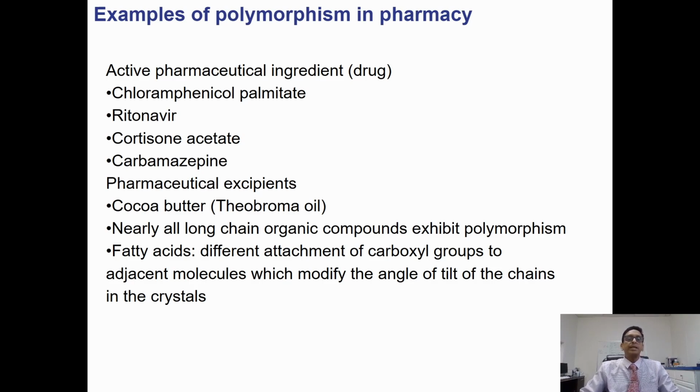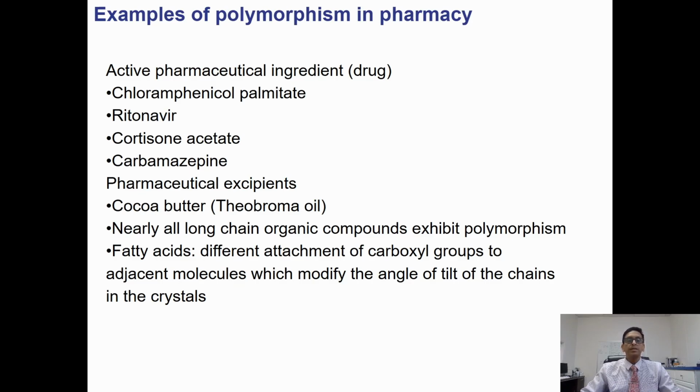Polymorphism is very common in pharmaceutical formulation development and pre-formulation study. You will find many drugs and excipients behave with these polymorphic characteristics. Among active pharmaceutical ingredients, chloramphenicol palmitate is the most classical example we normally cite to understand polymorphism in pharmaceutical product development. Ritonavir, cortisone acetate, and carbamazepine are some other pharmaceutical examples.